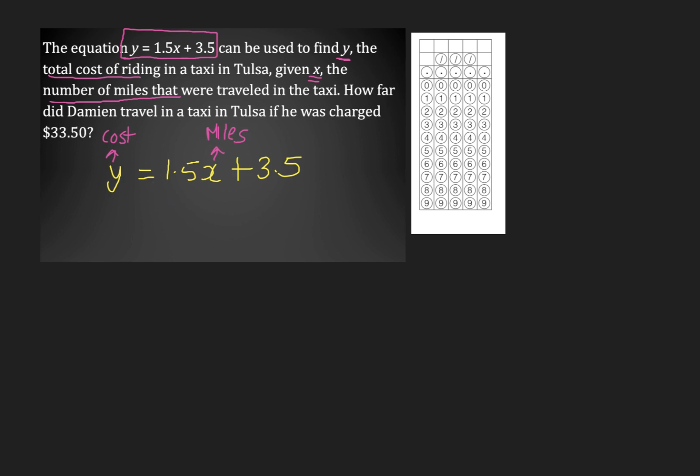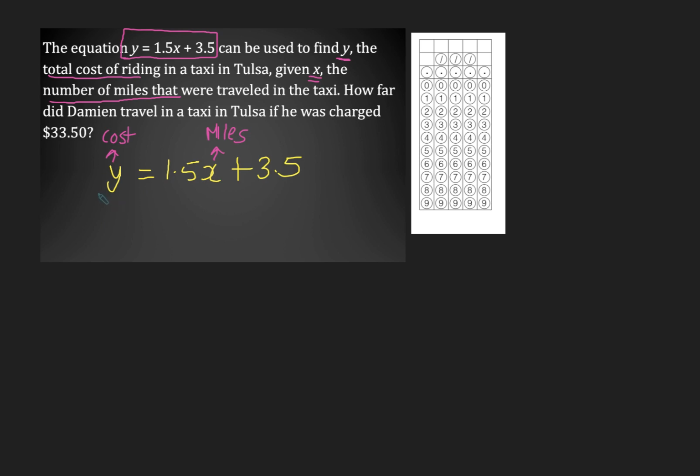And the question is asking us, well, how far did Damien, very interesting, I have a student in my class whose name is Damien. How far did Damien travel in a taxi in Tulsa if he was charged $33.50? So remember what I said. You have two variables. One of them will have to be replaced. Who does the $33.50 represent? The cost. So I'm going to have to replace y.